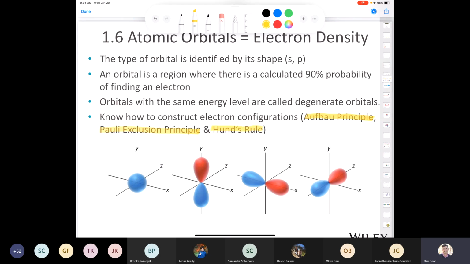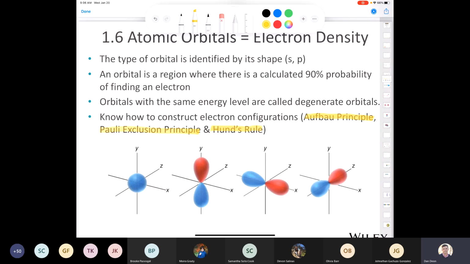And Hund's rule, which I call the bus rule, is that orbitals have to have the maximum number of unpaired spins. I know that everybody who's hearing the sound of my voice would have seen these principles and rule at one point. So you have to know these rules. You also have to know that the type of orbital is identified by its shape, so s and p orbitals. If you're wondering about d and f orbitals, I wouldn't stress about those a whole heck of a lot. We're not going to talk about d and f orbitals at all in this class.